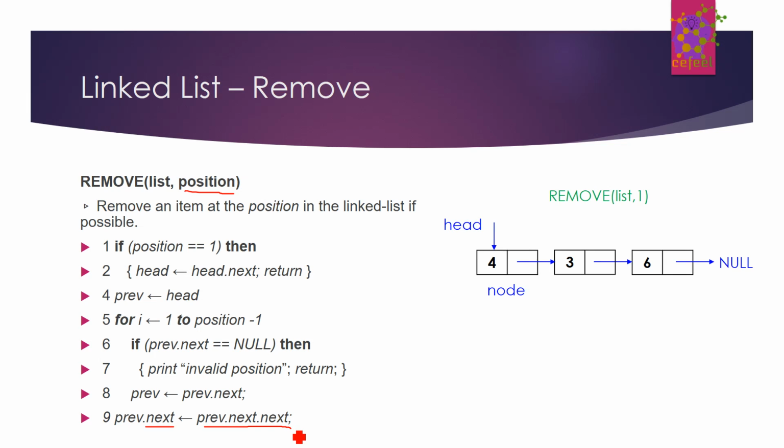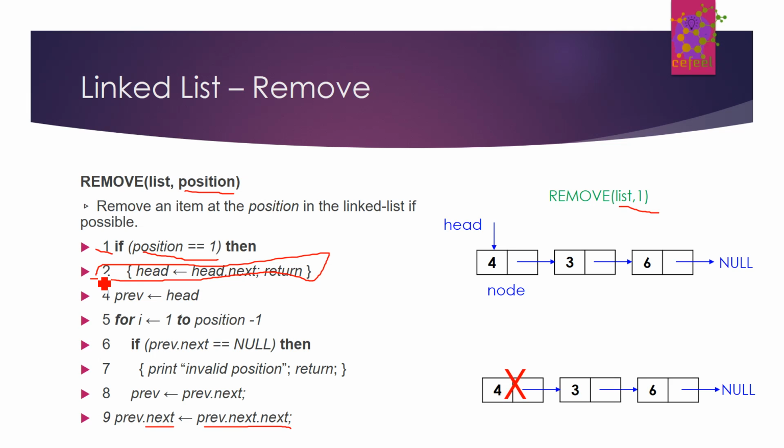Now let's see this with an example. Let's take the first special case where we want to delete the first node, which means we delete node 4 in list 1. In this case we go to step 1, check that position is 1, then execute step 2, and then return. There is nothing much to be done. We delete the node, and make the head point to head dot next, and then we are done. We don't have to do anything else. The linked list earlier had 3 items, now it has 2 items. It's as simple as that.